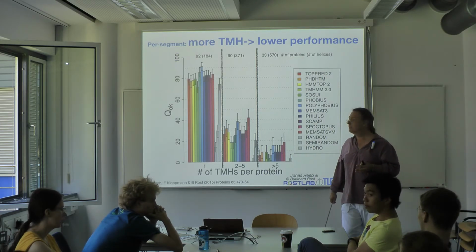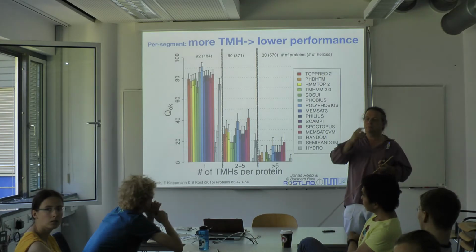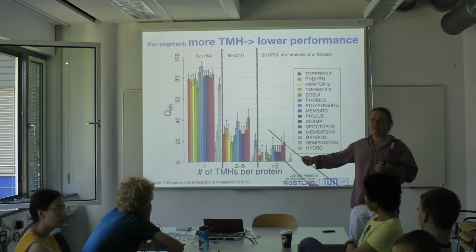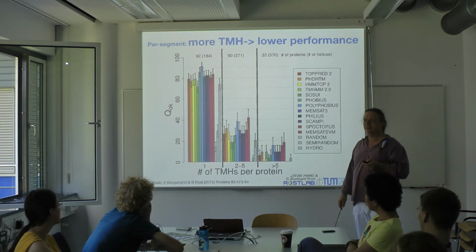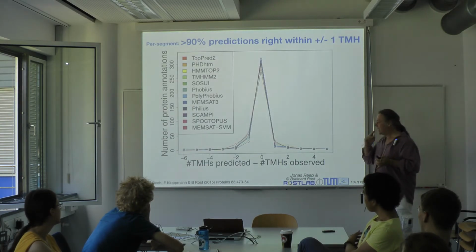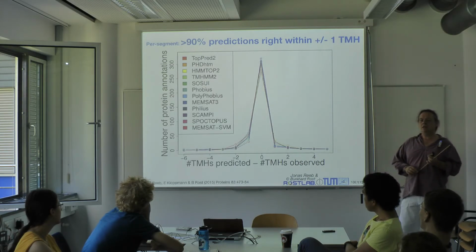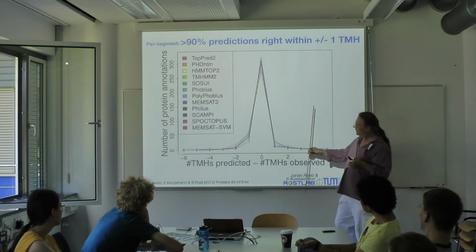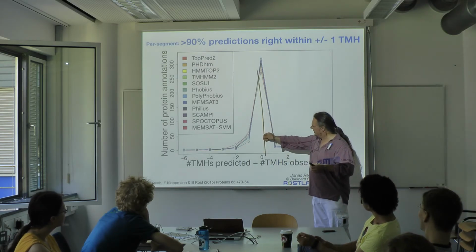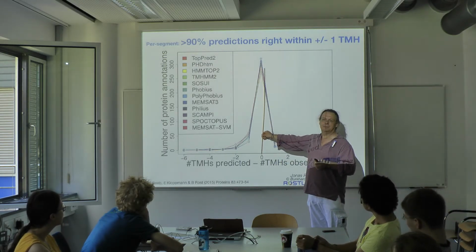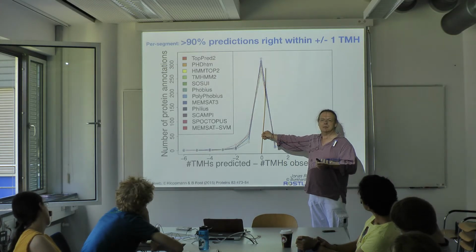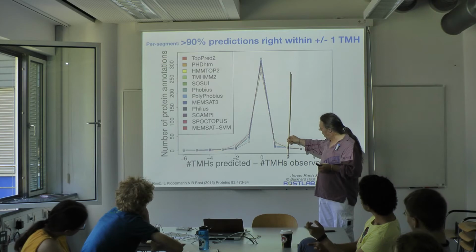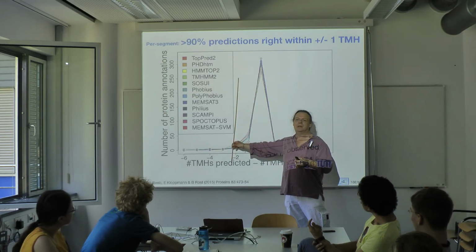Yes? Why do we measure it on the level of proteins and not on the level of segments? But it's on the level of segments. That's why. So what you see here, for all the methods, is the fraction of cases for which we get the number right. So no mistake. And then 1 over, 2 over, 1 under, 2 under.